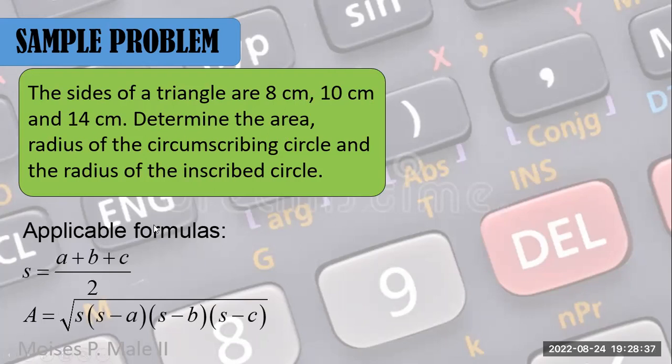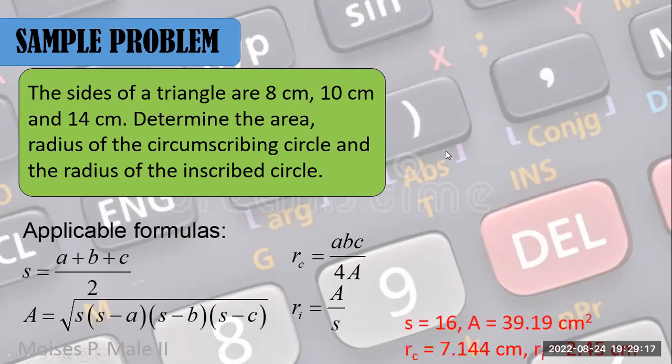So para sa area, okay? So area using the Hero's formula, no? Square root of S times S minus A times S minus B times S minus C. Tapos, where S equals to the perimeter divided by 2 or A plus B plus C divided by 2. Okay, sa ano naman, radius of circumscribing circle. Okay, so yung nasa labas, circle. ABC over 4A. Radius of inscribed circle naman, A over S. So you need to memorize this, no? All this formula.